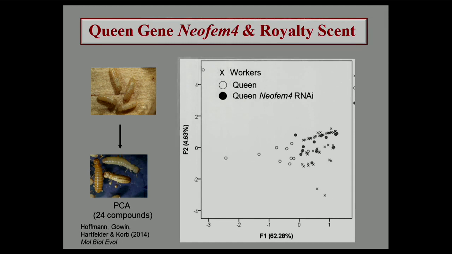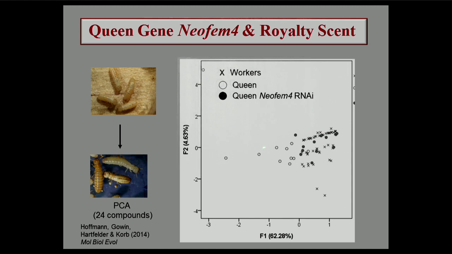So the queen didn't change her behavior, but the workers behaved as if they were in a queenless colony. At the same time, we were also looking for the cuticular hydrocarbon patterns, and this time we were successful. What you can see here are the results of a principal component analysis of 24 compounds from the cuticular hydrocarbon profile. The open circles are the unmanipulated queens, and the stars or the crosses are the workers.